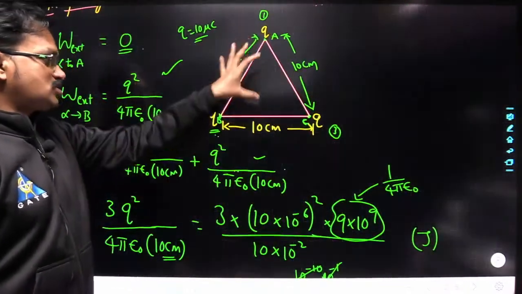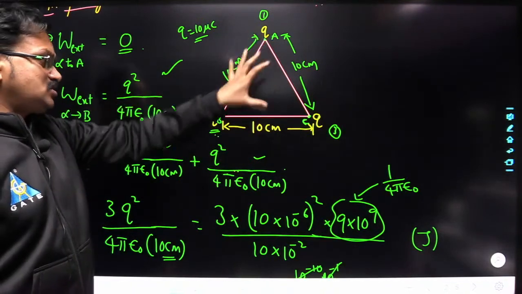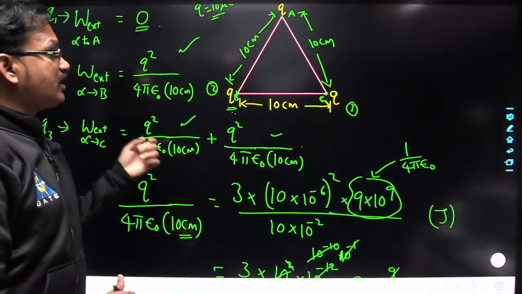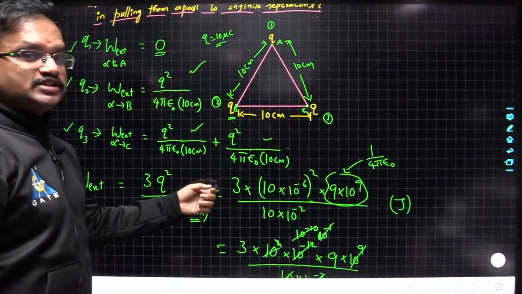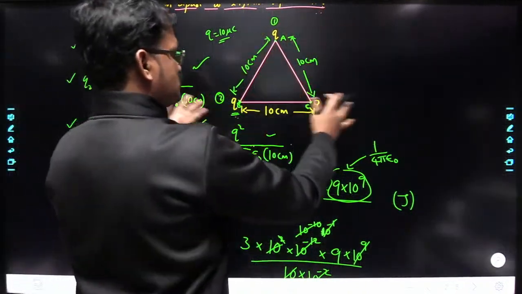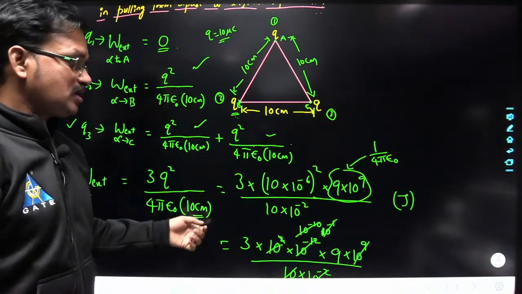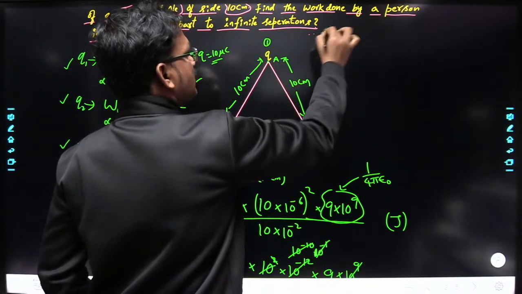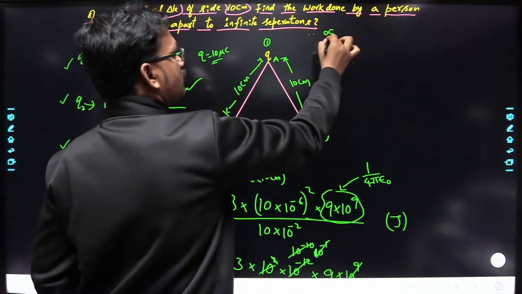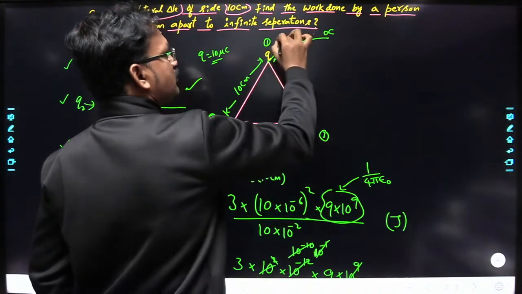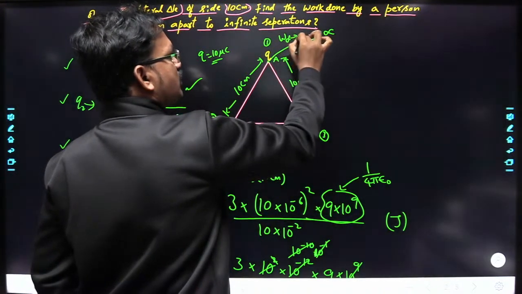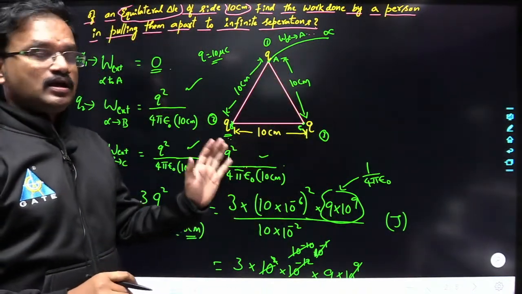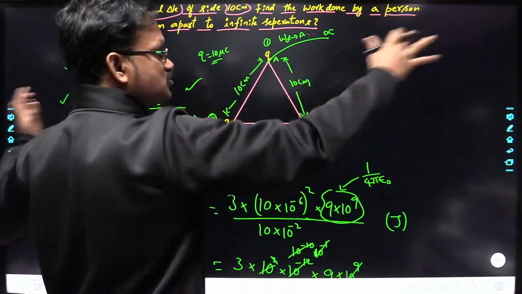In order to assemble these charges at the vertices of an equilateral triangle. Yes or no? But what are they asking here? They are asking to determine the work done in order to move these charges to infinite separation. Yes or no? Okay. See, we know that you have brought this charge Q1 from infinity to this location. So the work done in order to move the charge from infinity to A. Understood? Now what are they asking here? To determine the work done in order to move these charges from these locations to infinity.